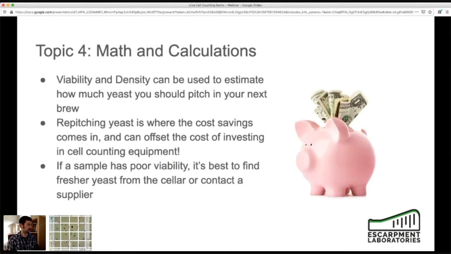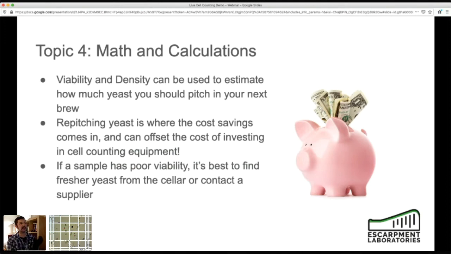Viability and density can be used to estimate how much of your yeast you need to use on your next pitch or for your next brew. Repitching is where the cost savings come in and can offset the cost of investing in cell counting equipment. If a sample has poor viability, it's best to find fresher yeast from within your cellar or to contact your supplier to get new stuff.